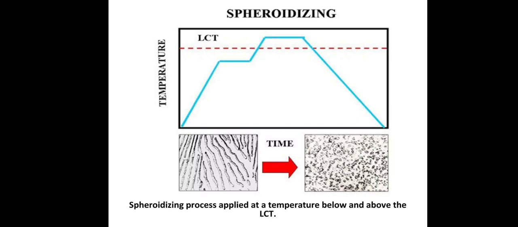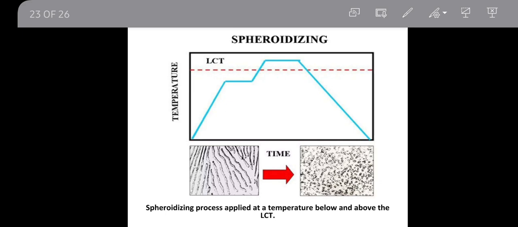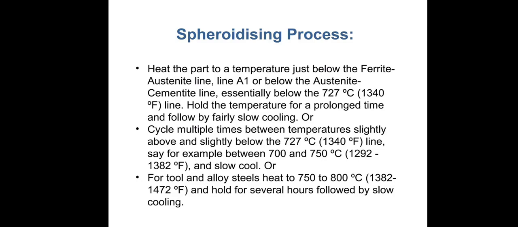Here we can see the structure of the spheroidizing process applied at a temperature below and above the lower critical temperature. Now we are seeing the spheroidizing process. Heat the part to a temperature just below the ferrite-austenite line A1, or below the austenite-cementite line, essentially below the 720 degrees centigrade line. Hold the temperature for a prolonged time, followed by fairly slow cooling.